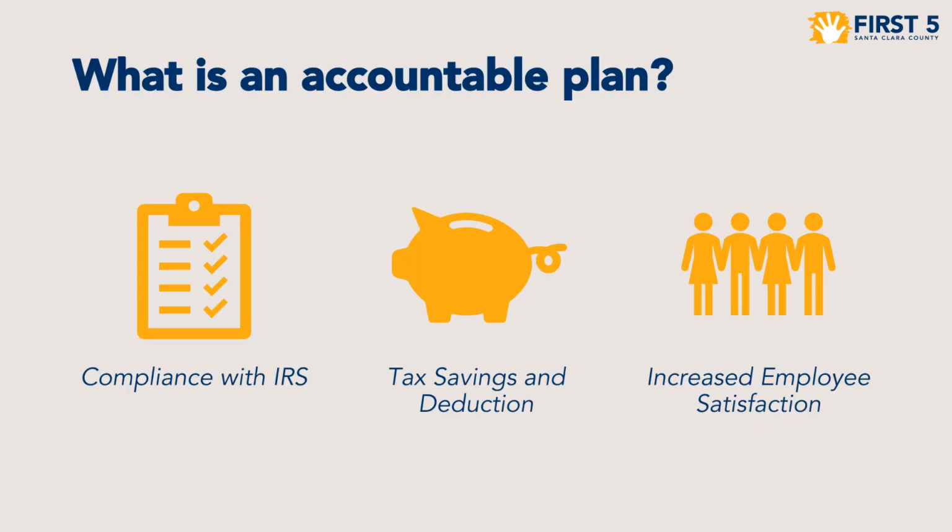Compliance with IRS regulations. Having an accountable plan ensures adherence to IRS regulations for reimbursing business expenses, reducing the risk of penalties and interest. This includes the business use of your home, which can be a large deduction for family care providers. Tax savings and deductions. With an accountable plan, employee reimbursement for business expenses is excluded from their taxable income. This reduces the tax liability for employees and allows employers to deduct these expenses on their tax returns.